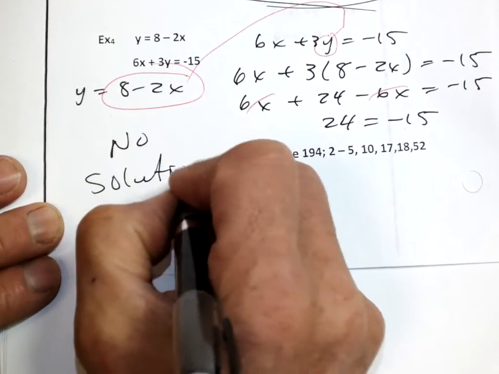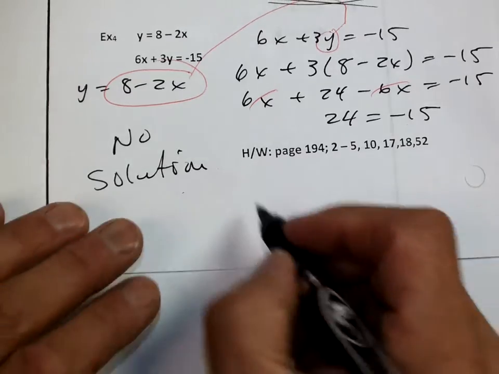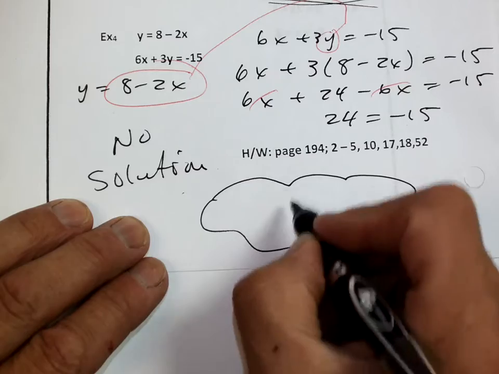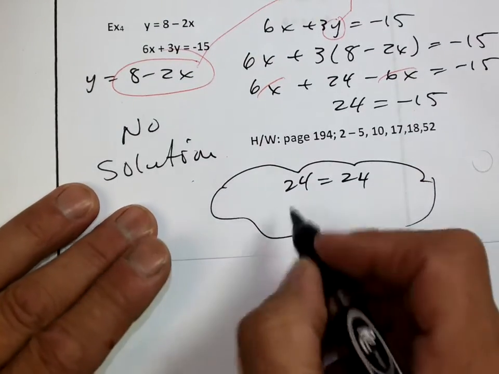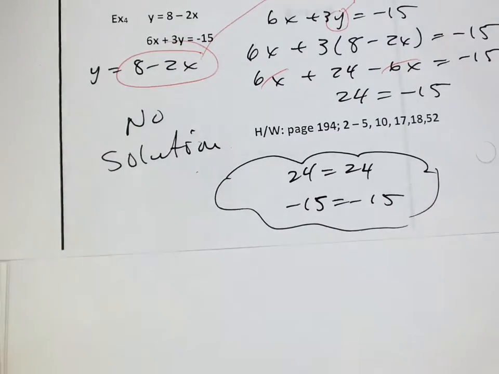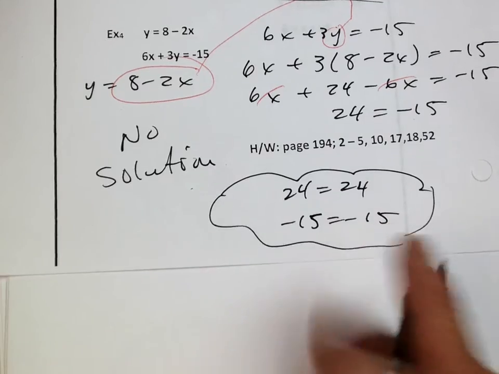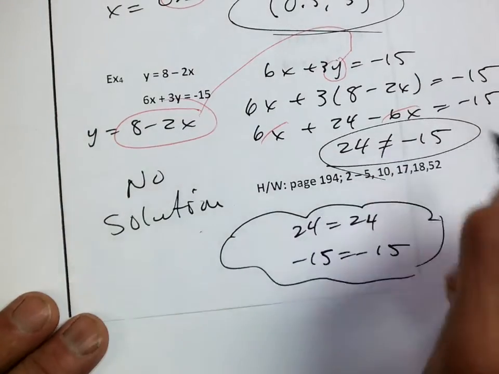Okay. Now, real quickly, hypothetically, if you got an answer like 24 equals 24, no x's, or negative 15 equals negative 15, or 3 equals 3, and all the x's are gone, you'd know they were the same line, because you could have canceled out everything, and that would be all real numbers. But in this case, that is definitely untrue, isn't it? That is not true, so it's no solution.